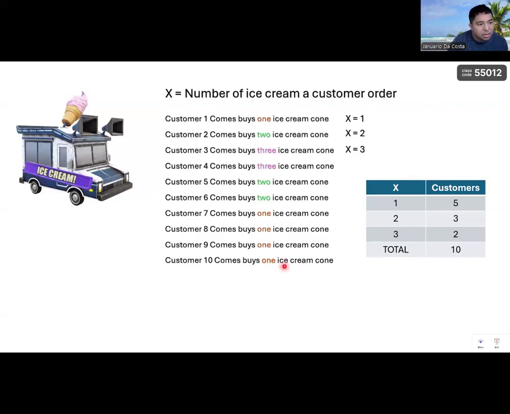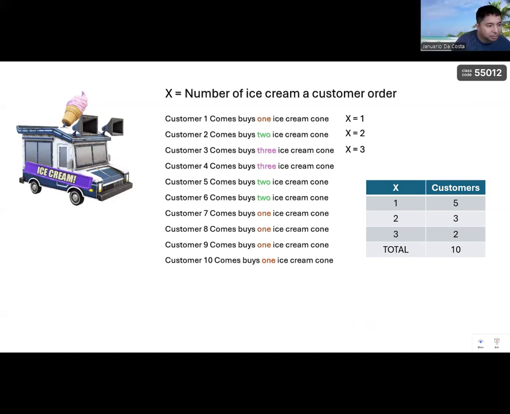Okay. Now what about the customers that come and buy 2 ice cream? You have 2. How many customers are there? No, the customers that buy only 2 ice cream. 3 customers. Yeah. And customers that come and buy 3 ice cream are just 2 customers. So the total customers that come in and buy our ice cream is 10. 10 total customers. Okay.